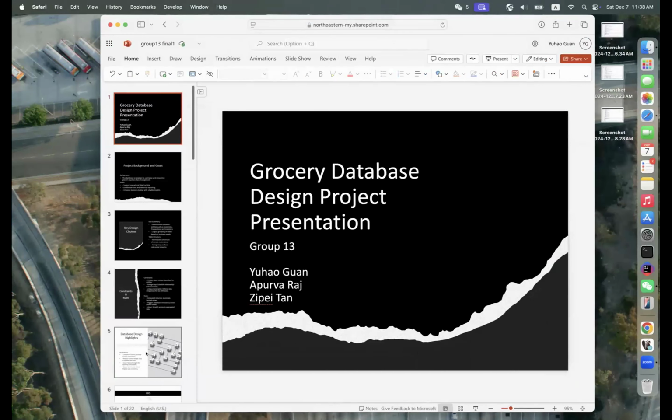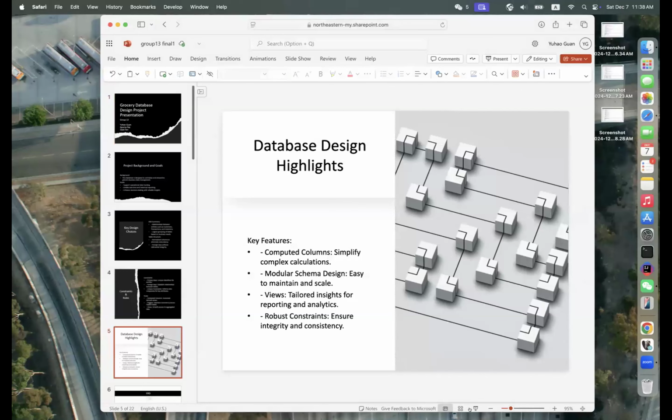That's it. Thank you. Feel free to ask any questions. Hi, can I ask a question? Yeah, sure. Go ahead. For the inventory table, I noticed there's a needs restock field as a computed column. How exactly is this calculated? Wait, let me get to there.